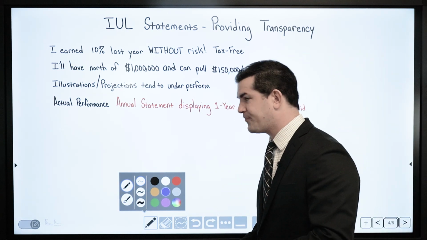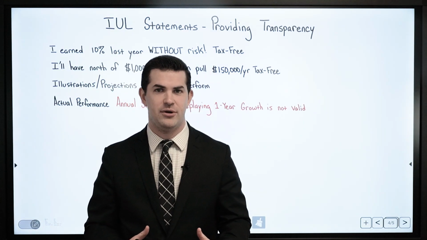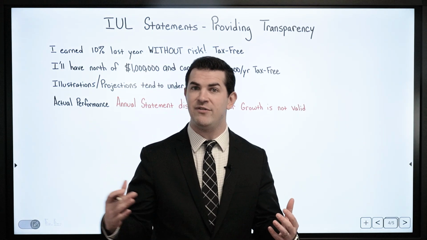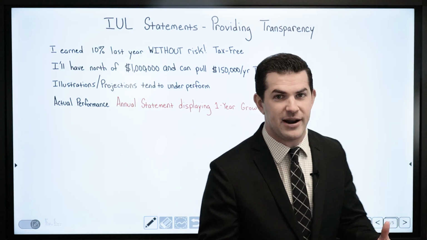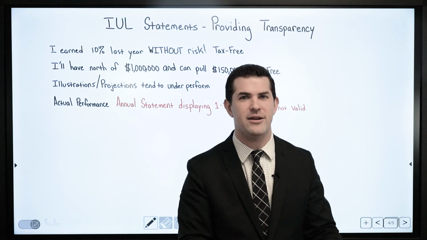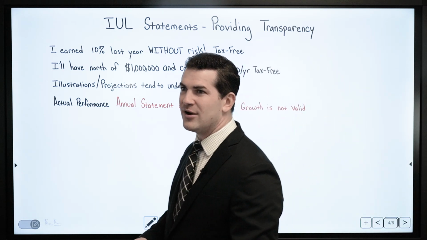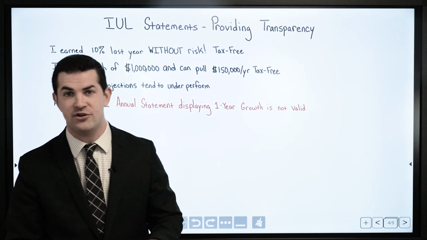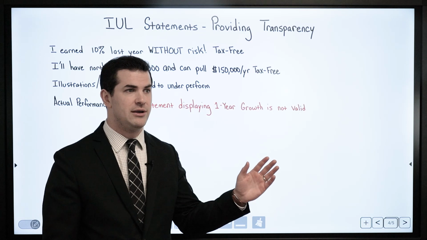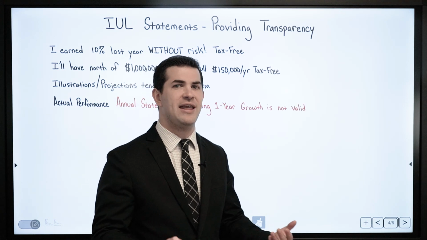So, have you ever heard, with an indexed universal life insurance policy, "I earned 10% last year. This is fantastic, and you earn that with no risk in the market, because with an IUL, we do have the potential to go nowhere but up over time. But I've earned 10%, no risk, and it was tax-free. This is the best thing since sliced bread, man. Let me put all my money in this. I'll have north of $1 million and can pull out $150,000 per year in retirement, and it's all tax-free." So as I mentioned those 2 bullet points up top, how does that sound? Like, if that was real, is that something you would want? That's something I would want, definitely. There's always a catch, though.